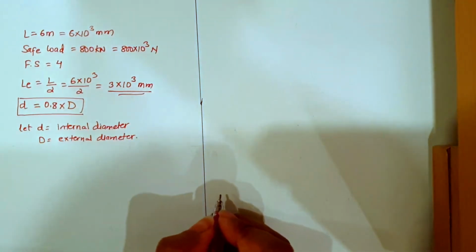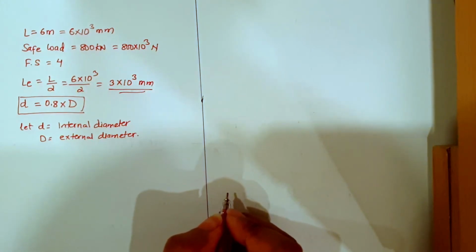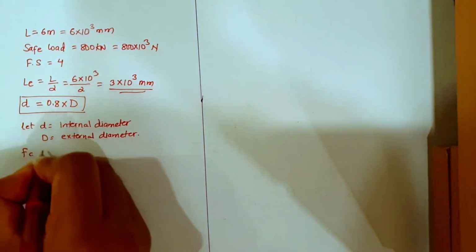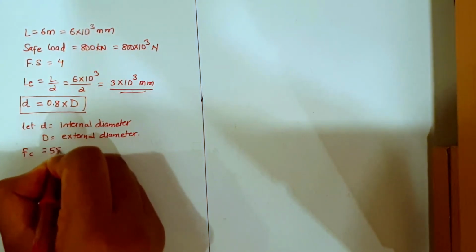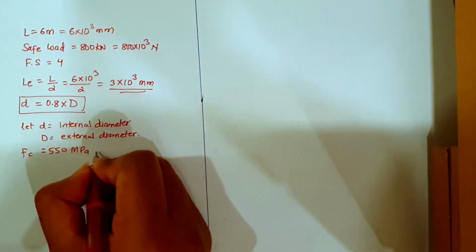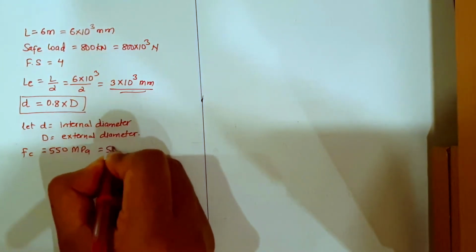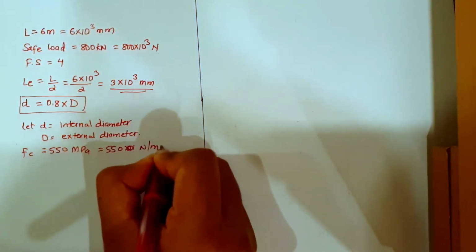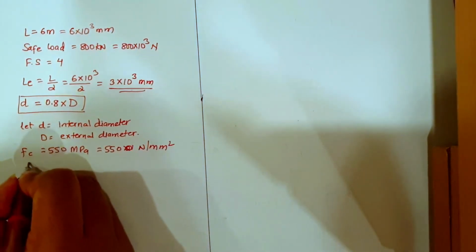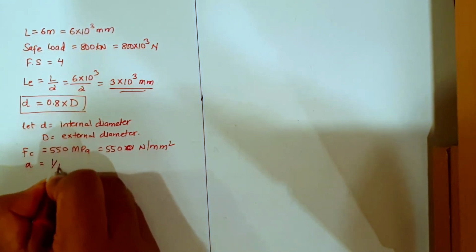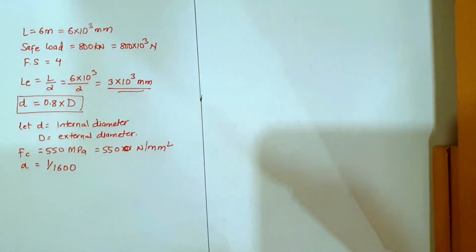Okay, and what else is given again? F of C is given equal to 550 megapascal, which is equal to 550 Newton per mm square, and the value of alpha, which is Rankine's constant, is given as 1 by 1600.